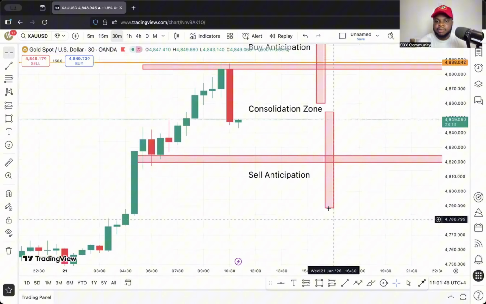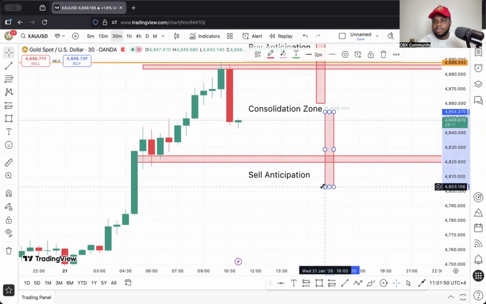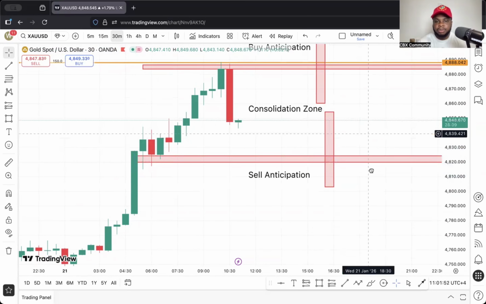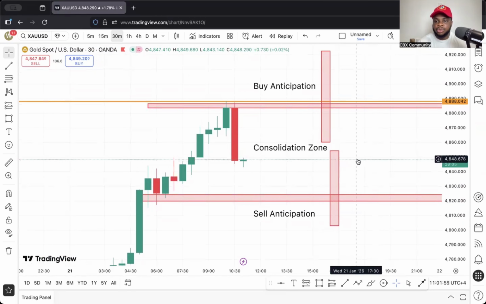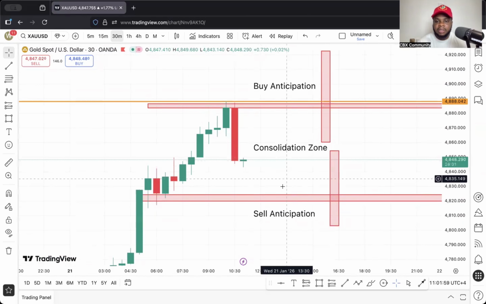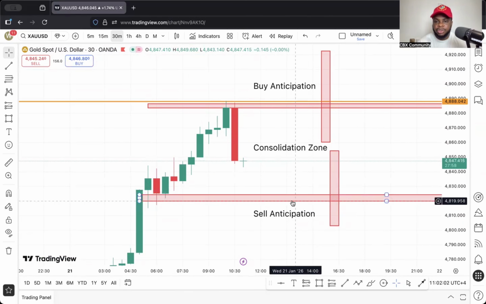So it's very important for you to know what you're anticipating the market to give to you before you are able to take a position. So for now, we don't need to do anything. Let's wait until we are able to identify the break of our support zone and the break of our resistance zone.